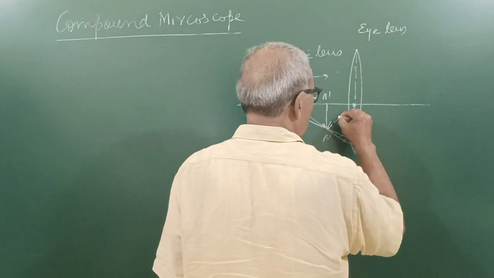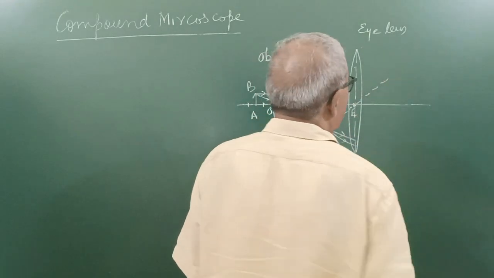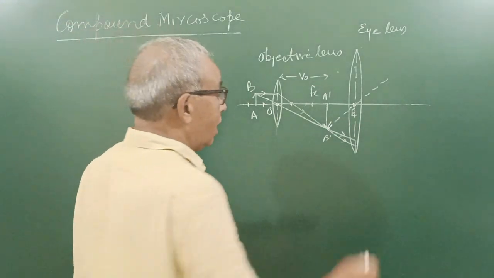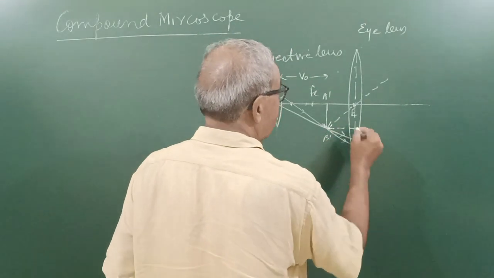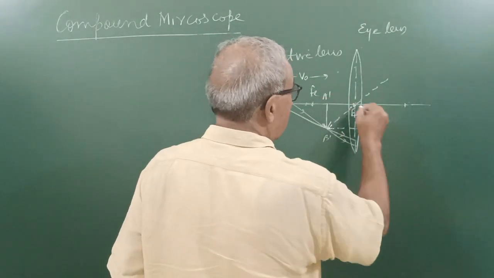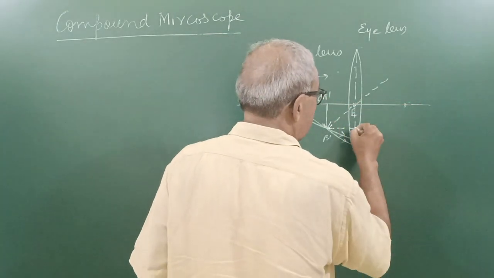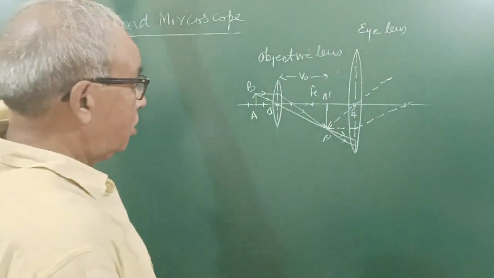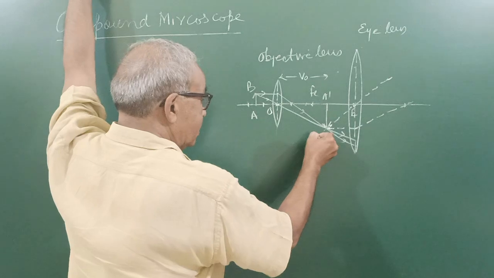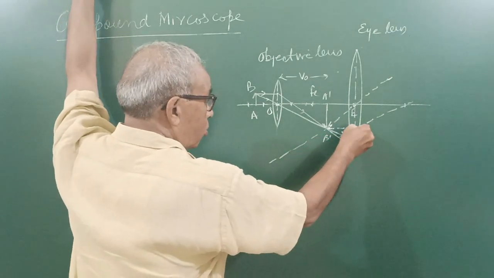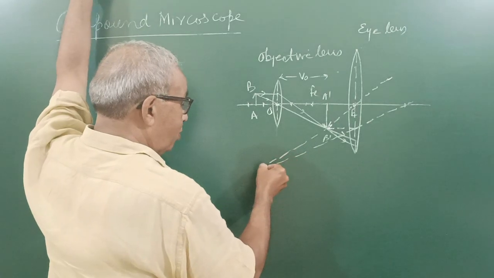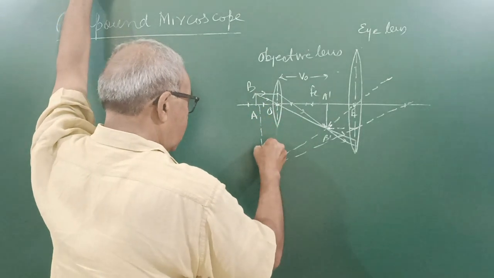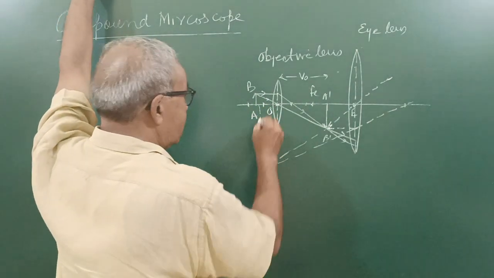Now take one ray through the optical center, a straight dotted line, because we are taking these as helping rays, nothing else. Another ray parallel to the principal axis will pass through the focus, FE here, FE this way. And then join this. You see here they are going apart, so we have to produce them back. Produce them back. They will appear to come from this point. Here will be the final image, A double dash, B double dash.